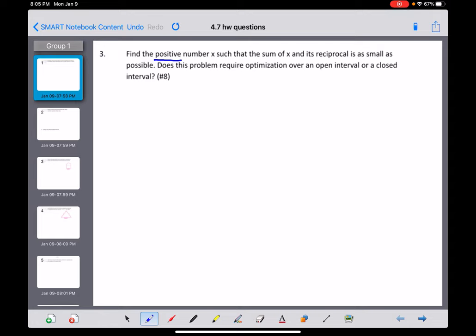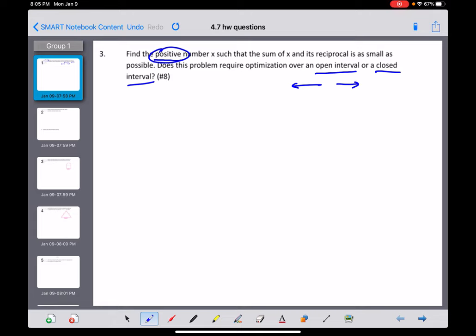Now, I actually want to deal with this second part first. This is something I didn't really talk about with you guys in class at all. Does this problem require optimization over an open interval or a closed interval? An open interval would suggest that this number could be absolutely anything out there that we wanted it to be. A closed interval would suggest that there's kind of a limit here to what we could be dealing with. Well, that goes back to this idea that they told us this number has to be positive.